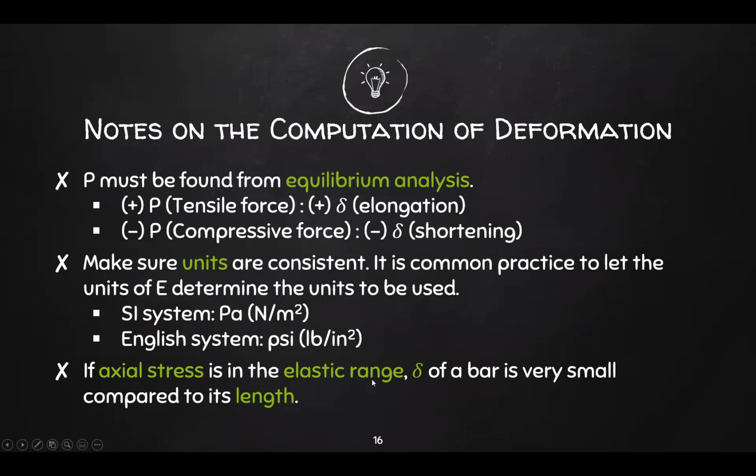Now, if axial stress is in the elastic range, delta of a bar is very small compared to its length. So, if you got an answer for deformation that's quite large, then that's your clue that you did something wrong. Because again, if we're in the elastic range, delta should be small. Not just small, it's very small compared to the original length. Okay? And so those are the things to remember.